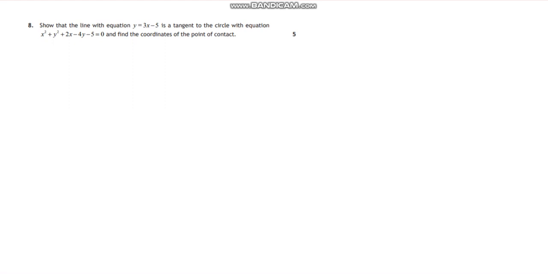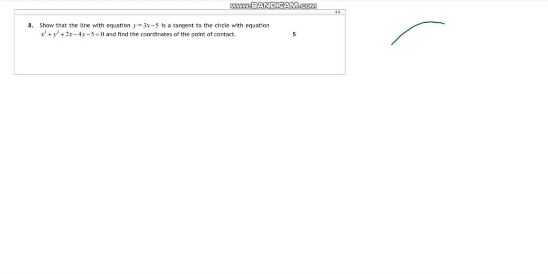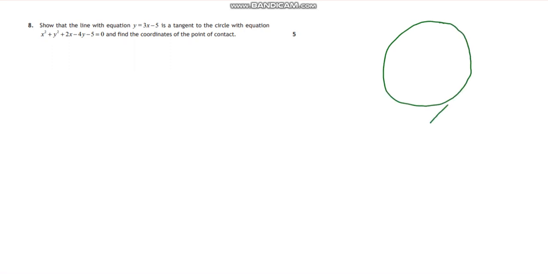Question 8. What did I say? This question, classic question, vintage question. The SQA love this one, and it's a great question to get because it is effectively a straight line question. So the first thing I would do is just get a little idea of what we've got.